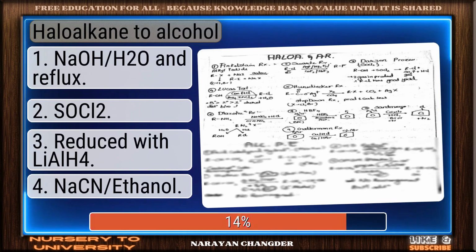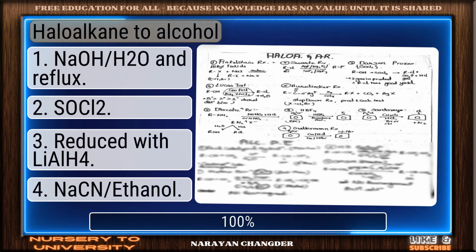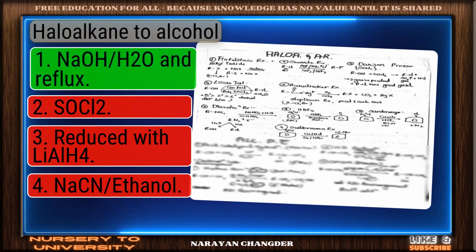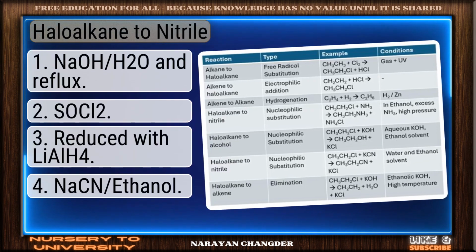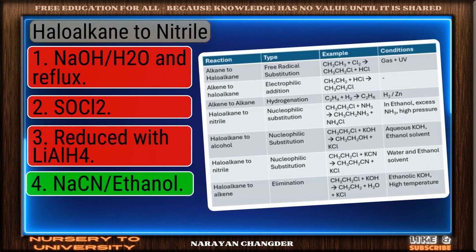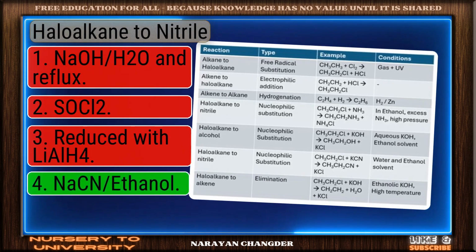Halogenoalkane to alcohol. Smart pick. Now NaOH and reflux is the correct choice. Halogenoalkane to nitrile. Great job. KCN in ethanol is the accurate answer.